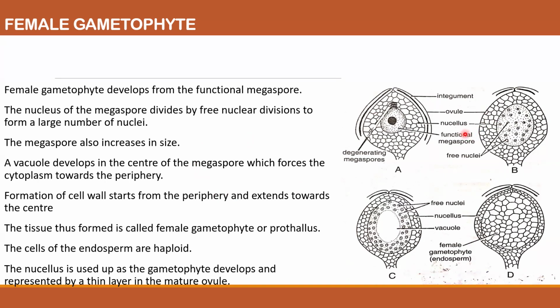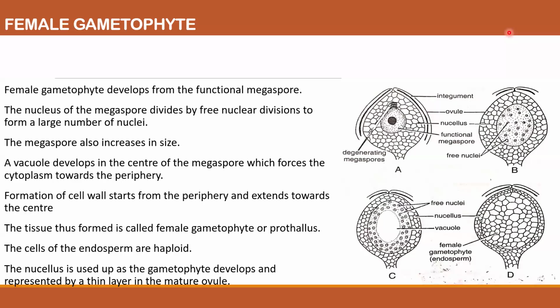Moving on forward to understand the development, slowly the formation of cell wall starts from the periphery and extends toward the center. The tissue thus formed is called the female gametophyte or prothallus. Finally, the cells of the endosperm are haploid, and the nucellus is used up by the gametophyte and is present as a thin layer in the mature ovule.